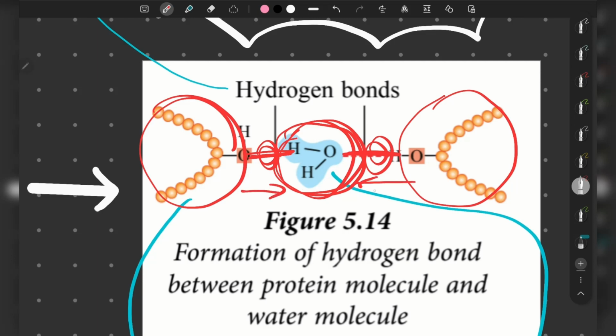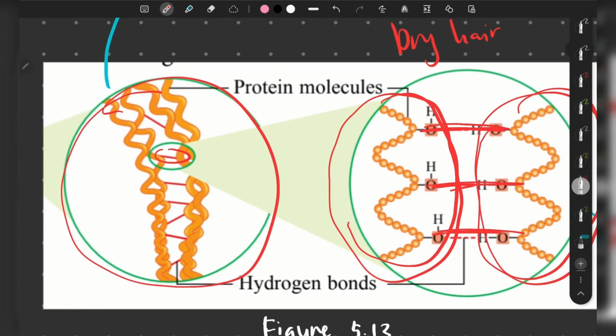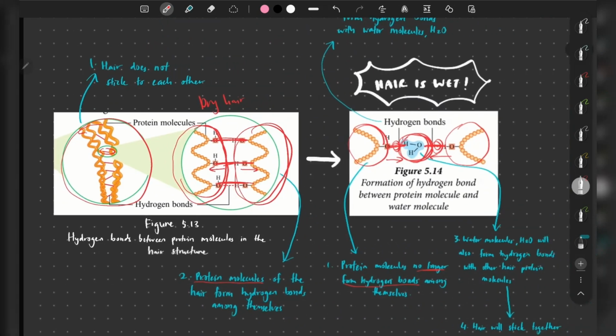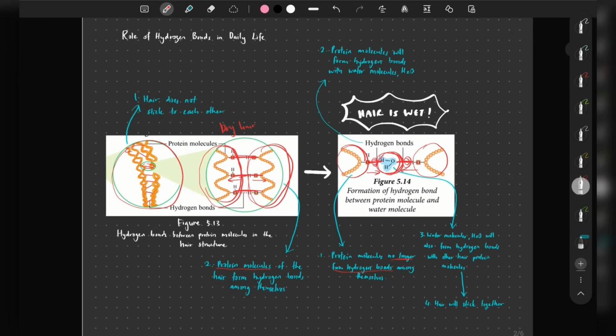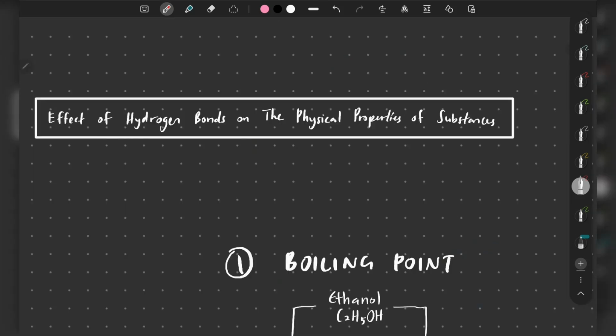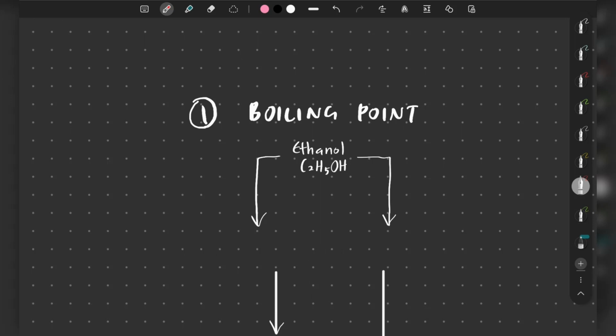It's like pulling in, instead of our hair when it's dry, it's like repelling each other. So that is the general view of our hair when it's dry and when it is wet. Now that we know one example of the formation of hydrogen bonds in our daily life, let us know about the effect of hydrogen bonds on the physical properties of substances. My first example is for boiling point.